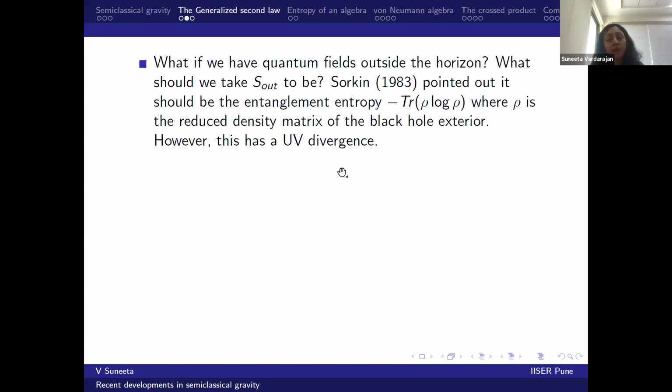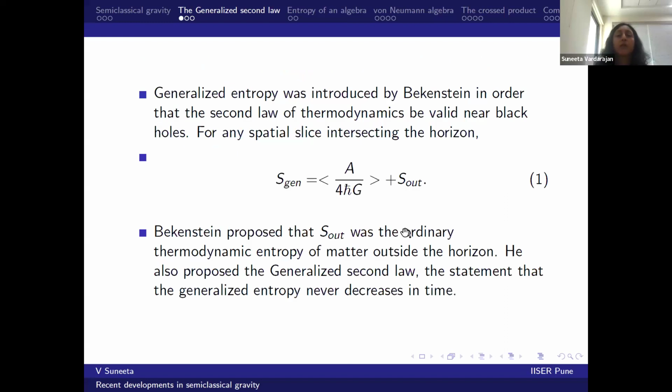So what is the entanglement entropy? You have a black hole interior, you have a black hole exterior. You take the density operator of your quantum field theory, and then you trace it over the inside of the black hole. Just trace over those degrees of freedom. You will get a reduced density matrix of the black hole exterior. And you take the von Neumann entropy, which is the quantum entropy associated with any density matrix, which is minus trace rho log rho. And he proposed this should be the S out, which comes in as the second term in the generalized entropy. And then the proposal is that the area by 4G plus this entanglement entropy never decreases.